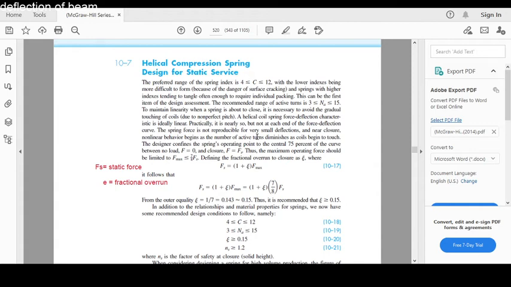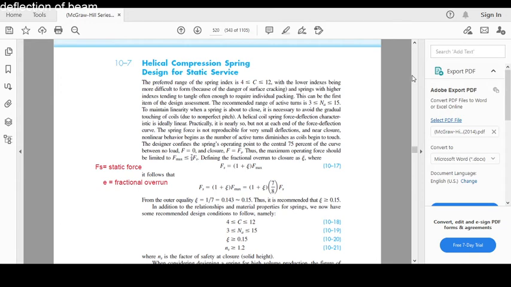Okay, helical compression string designed for static service. Okay, just a minute. Okay. Okay, continue my lecture.